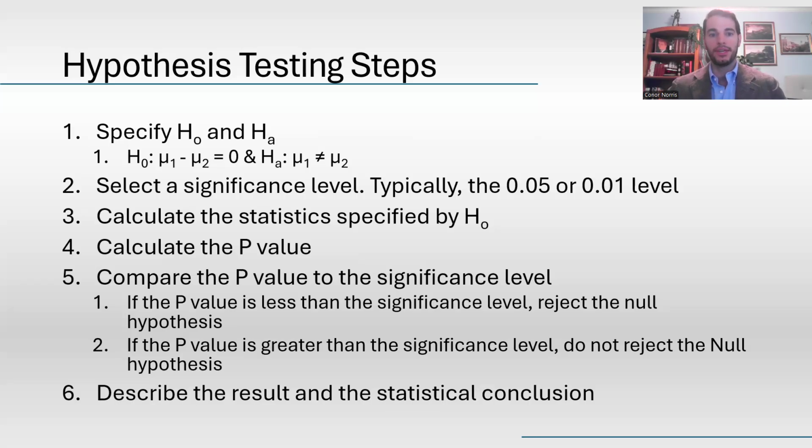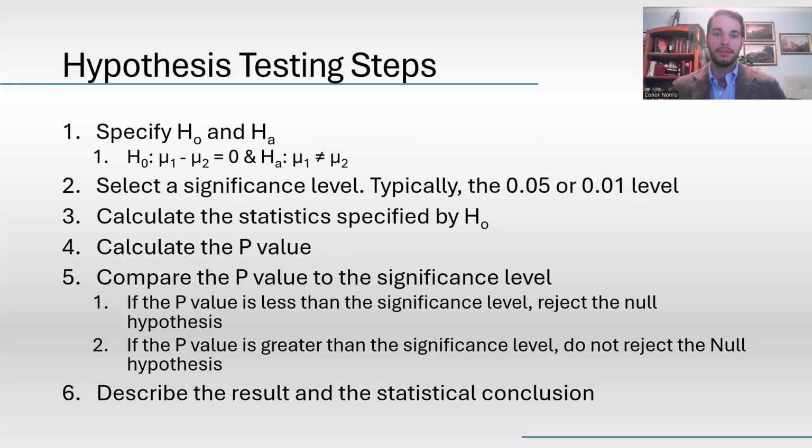Now in step 3, we calculate the statistic that we're interested in. So if we're comparing population means mu in our hypothesis, then we would calculate the differences in the two sample means. From there, once we've calculated them, we calculate the p-value. The p-value is the probability of obtaining a statistic as different or more different from the parameters specified in the null hypothesis as a statistic computed from the data.